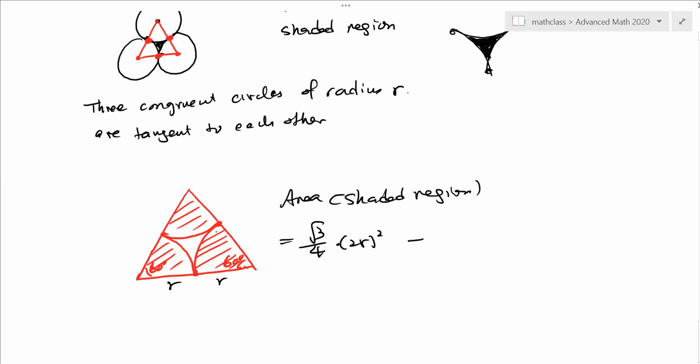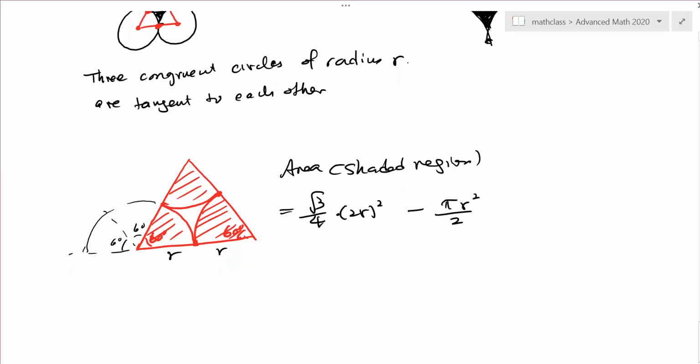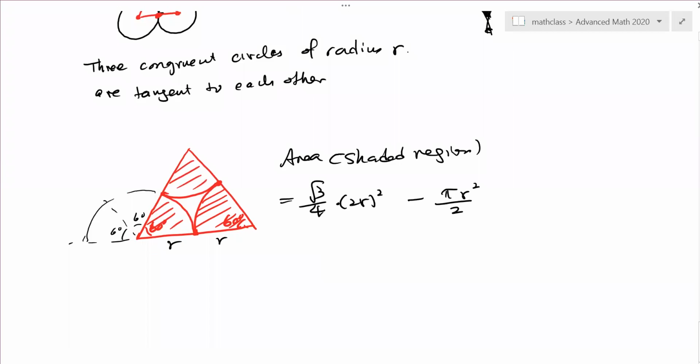But those three sectors, you can put them together to form a semicircle, right? Because 60 degrees, 60 degrees, 60 degrees. So a semicircle is pi r squared divided by 2. So this is the answer. You cannot simplify. It's going to be square root of 3 r squared minus pi over 2 r squared. And this is supposed to be a positive number.